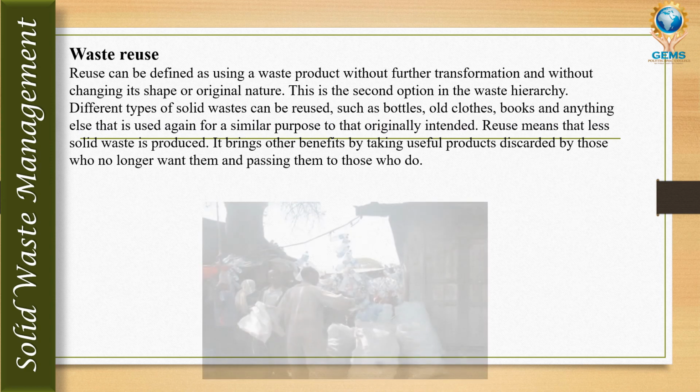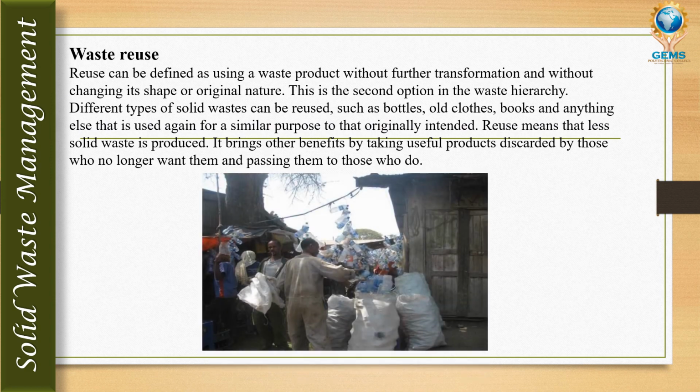Now, waste reuse. Reuse can be defined as using a waste product without further transformation and without changing its shape or original nature. This is the second option in the waste hierarchy. Different types of solid waste can be reused, such as bottles, old clothes, books, and anything else, which is used again for a similar purpose to that originally intended. Reuse means that less solid waste is produced. It brings other benefits by taking useful products discarded by those who no longer want them and passing them to those who do. So basically, what is reuse?